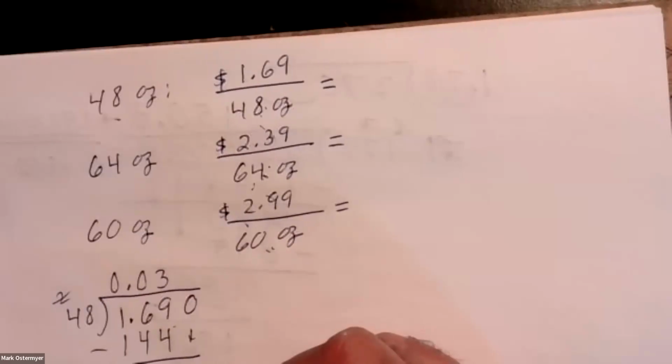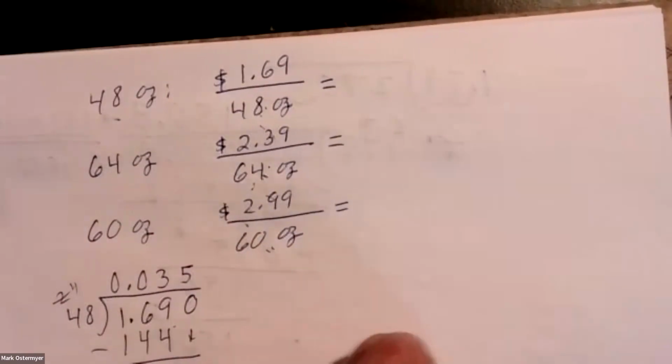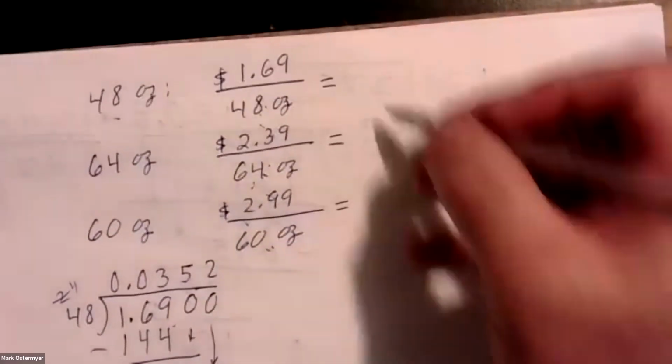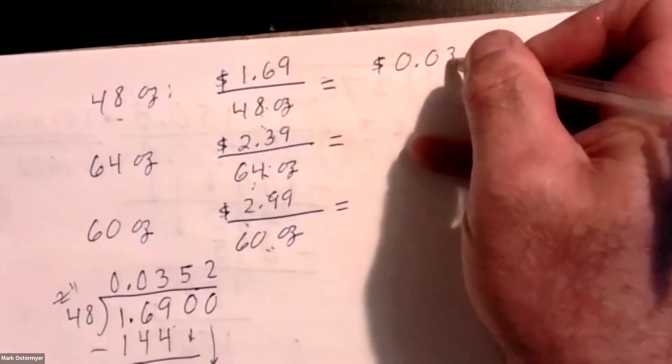All right. 48 divided into 250. 6 is way too big. 5 will work. 5 times 8 is 40, carry the 4, 24. Subtract, 10, add 0, drop 0 down, 100. 48 going into 100, about 2, right? Yes. Okay, so this deal costs about what? 0.035, or almost 4 cents per 1 ounce, correct? Yes.